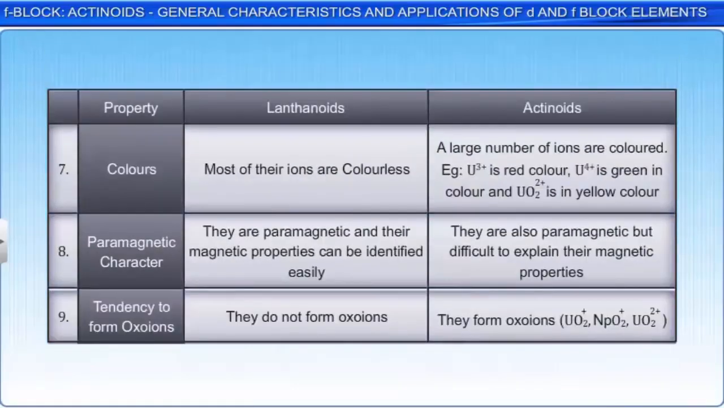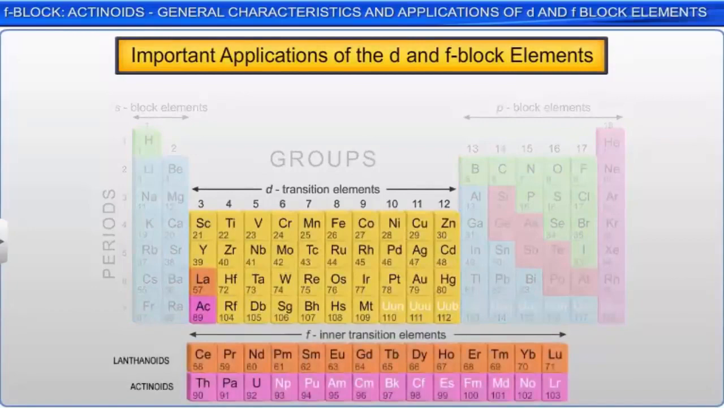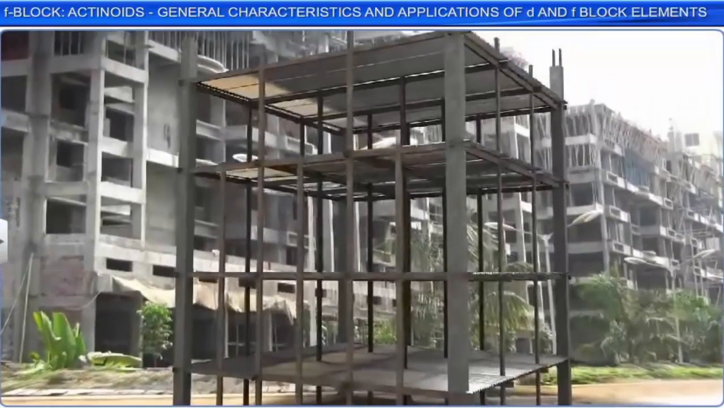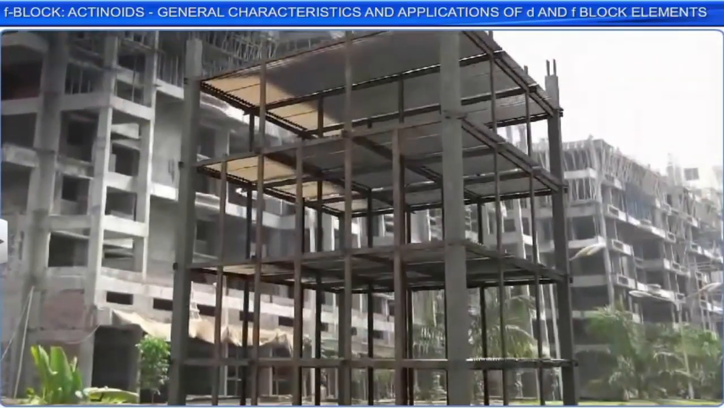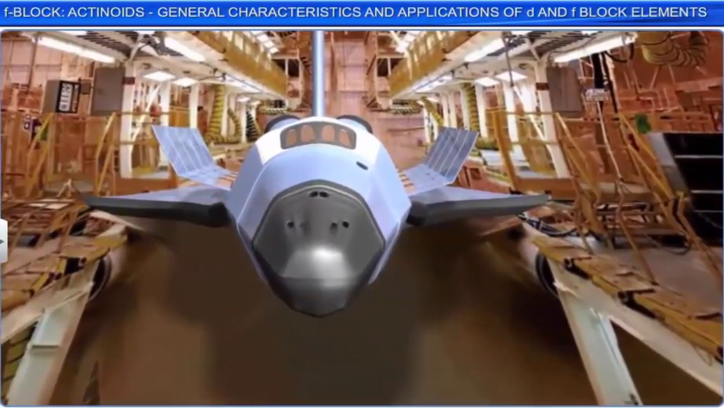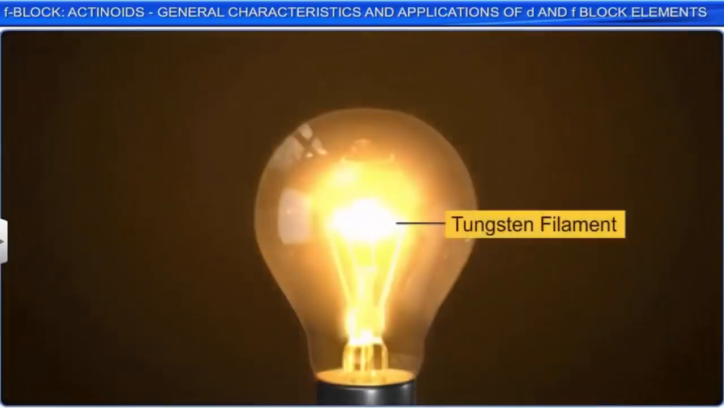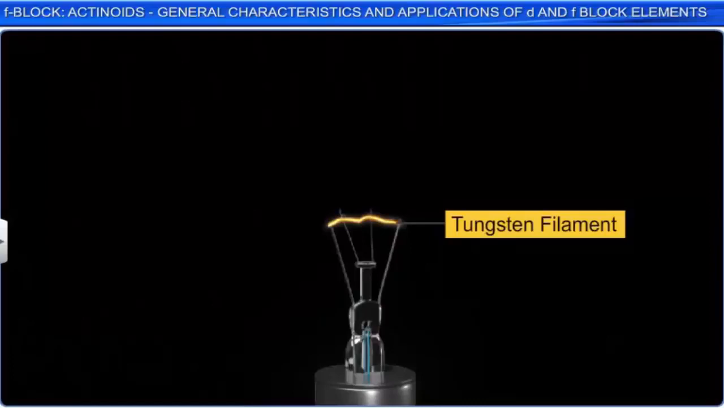Finally, let's look at the important applications of the d and f block elements. Iron and its alloy steel are used extensively in the construction industry. Titanium is used in aircraft and spaceship manufacture. Tungsten is used to make electrical filaments. Titanium oxide is used in the pigment industry. Manganese dioxide is used in dry battery cells.